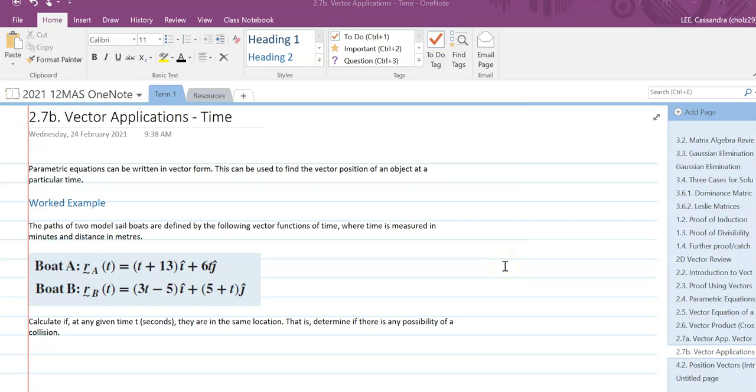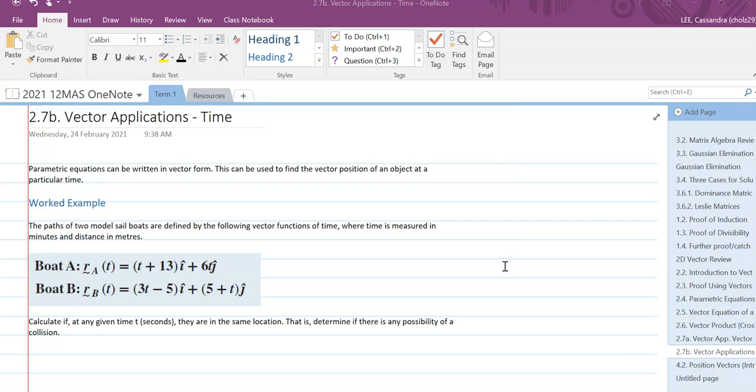Today we're going to be looking at some applications of vectors, and we're going to be looking specifically at collision problems, or problems where time is involved. So what we're trying to see is if two particles or two boats or two objects are going to reach the same point at the same time. If they do, then it's a collision. If they reach the same point but it's not at the same time, then it's a crossover. So they're crossing paths but they're not colliding.